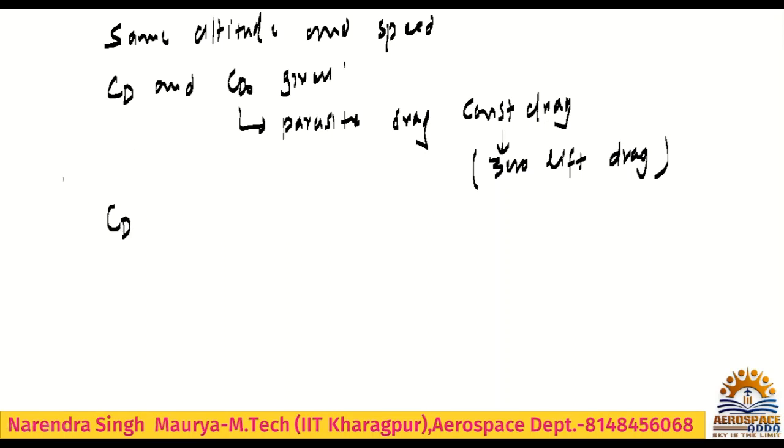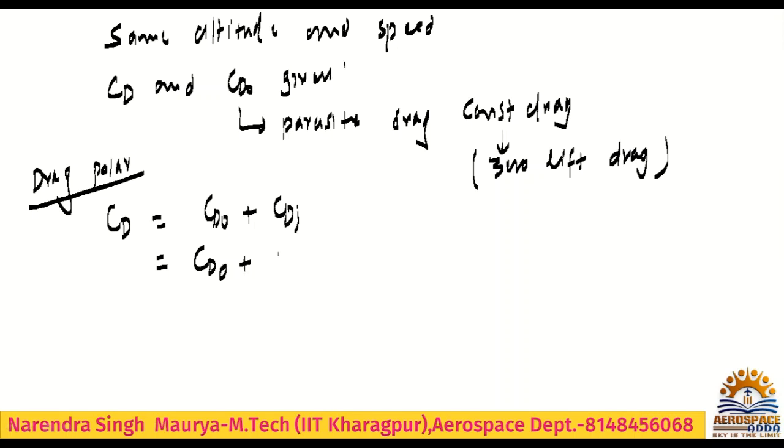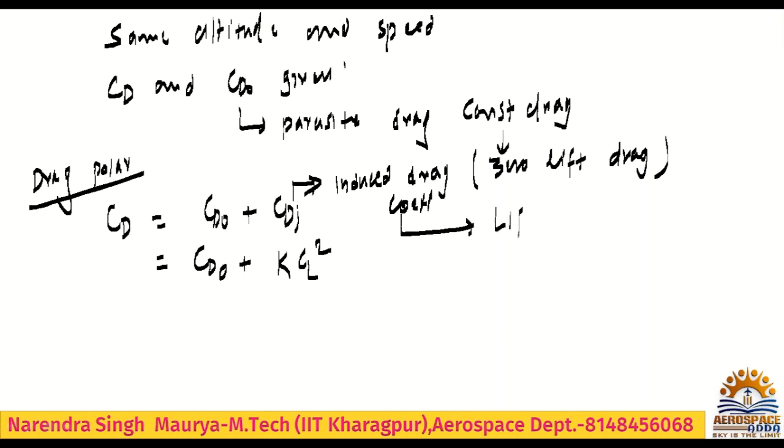So what is the relation between this CD and CD naught? You can write, it is called drag polar. CD is equal to CD naught plus CDI, and CDI you can also write as K CL square. CD naught is the zero lift drag and CDI is the induced drag coefficient. What is it also called? It is also called lift dependent drag coefficient.